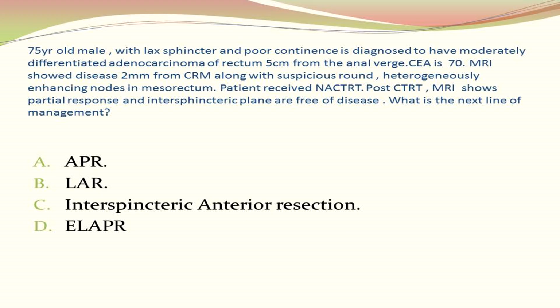As I said, tumor is 5 cm and there is a poor continence and lax sphincter. So LAR is out, intersphincteric anterior resection is out. What option remains is APR and what is this? Extra levator abdominal resection. So ये दोनों में से आप क्या प्लान करोगे?